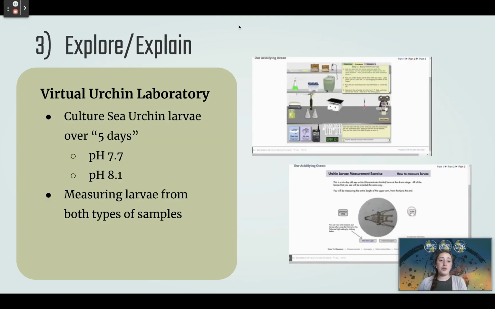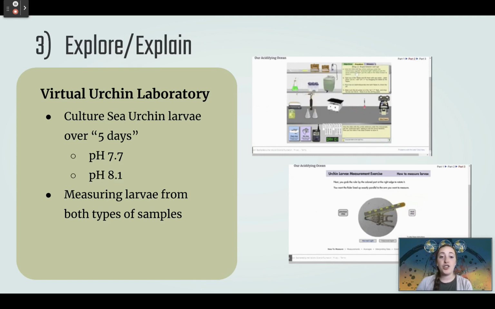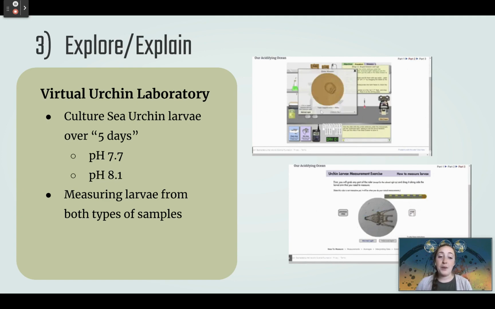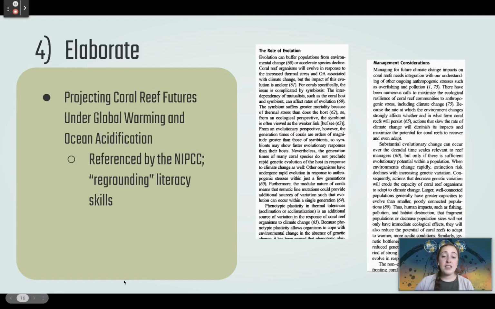So then they'll go through their Explore Explain step, which is the first portion of the virtual urchin lab. So what the students will do is they will virtually culture sea urchin larvae over 5 days. It's sped up in the simulation. And they'll culture the larva at a pH of 7.7 and also at an 8.1. And then they will measure the larva from both types of samples to see how the pH has impacted their development over time.